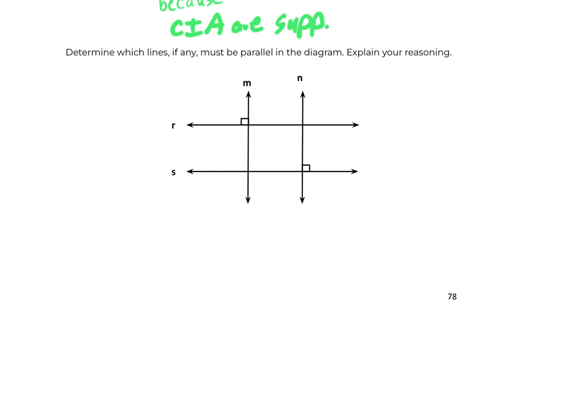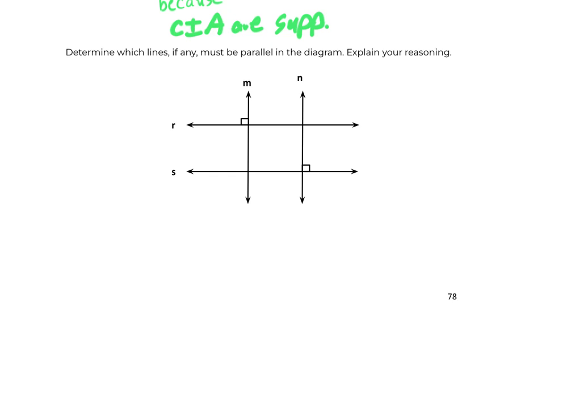So here's the part that's a little tricky on this one. Are M and N parallel? We don't know yet. But what about R and S? We don't know that either. So if this is 90, can I immediately prove that this angle's 90? Not right away, right? Because if R and S are parallel, it's going to be 90, right? But we don't know for sure if R and S are parallel. Looks like they are, but we don't know that for sure, okay?